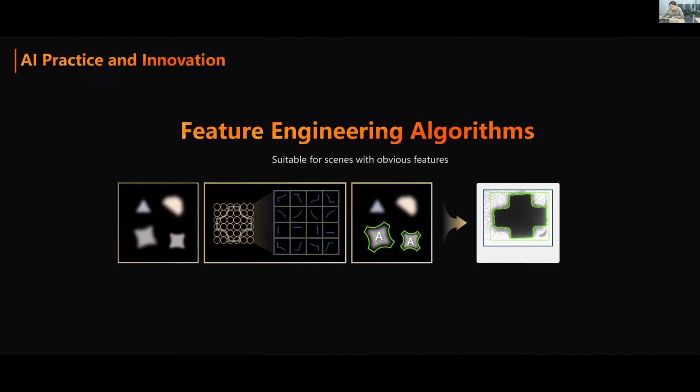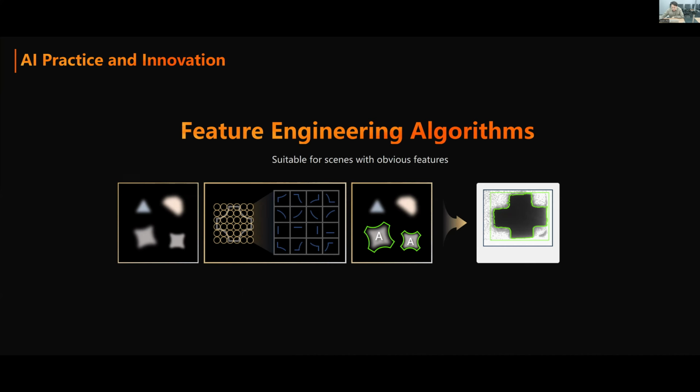The feature engineering algorithm manually designs feature extractors to extract distinguished features from images, and then uses machine learning models or classifiers for classification or identification. Its advantages are simple calculation, relatively mature algorithms, and easy understanding and implementation. Good results can be achieved even in small sample cases.